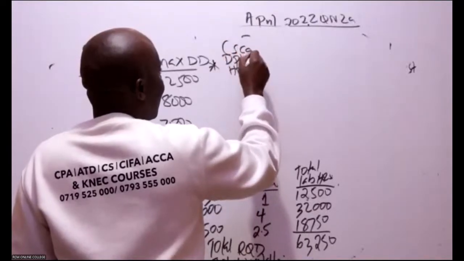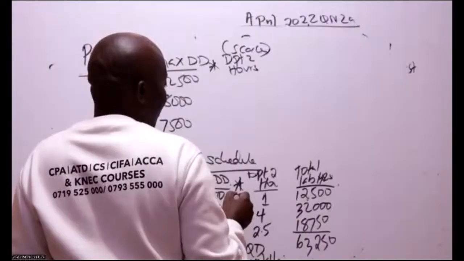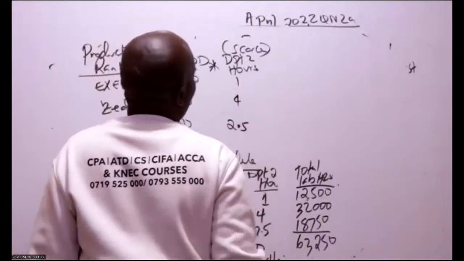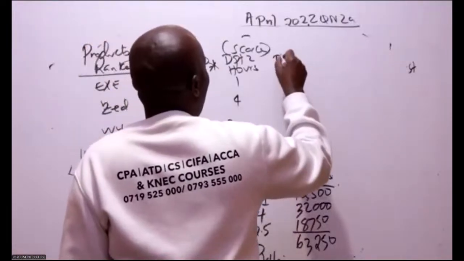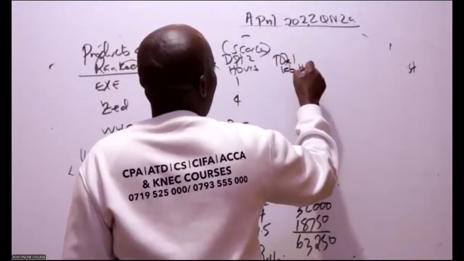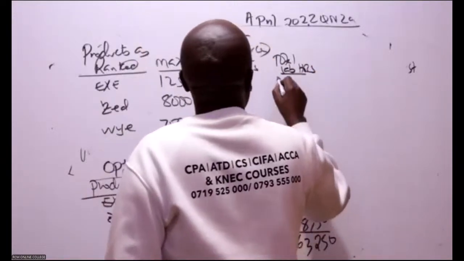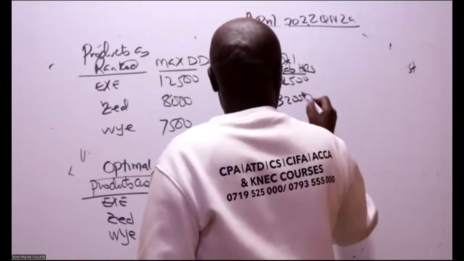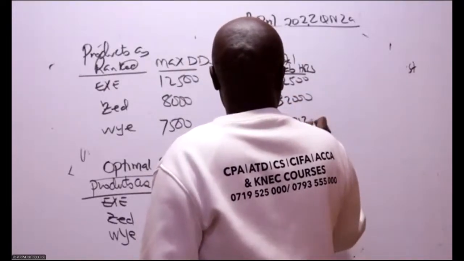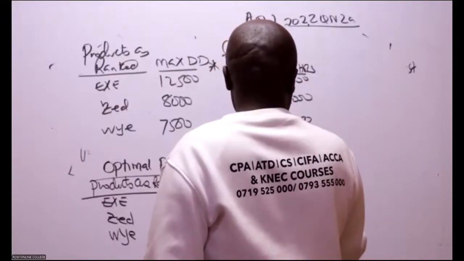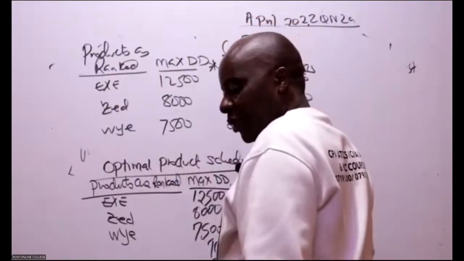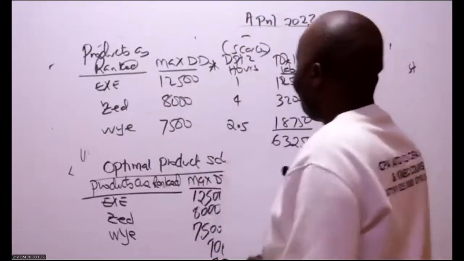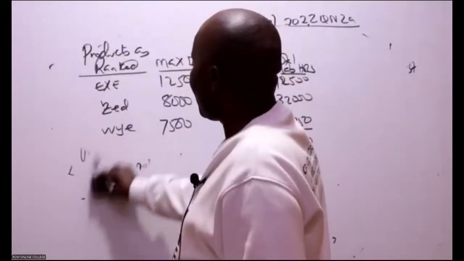Basically, we are monitoring the scarce resource. So this was 1, 4, then we have 2.5, right? Then we have total labor hours now. Total labor hours, you're multiplying. So this is 12,500, this is 32,000, this is 18,750, which gives me 63,250 as the total required to be able to deliver all the units demanded.